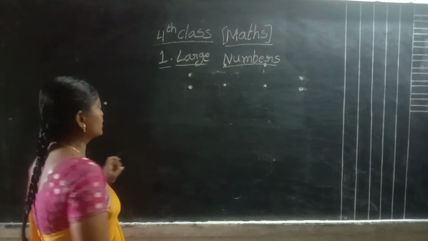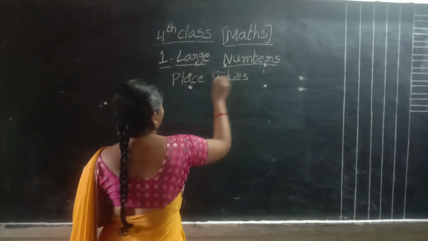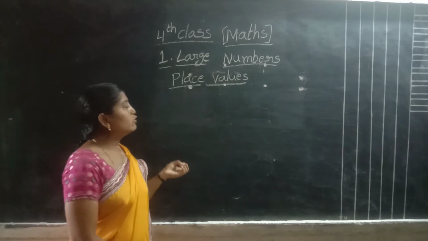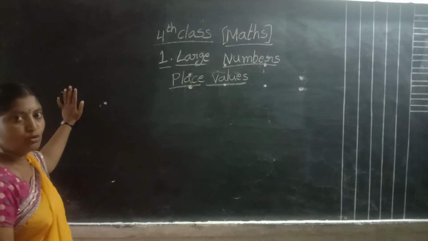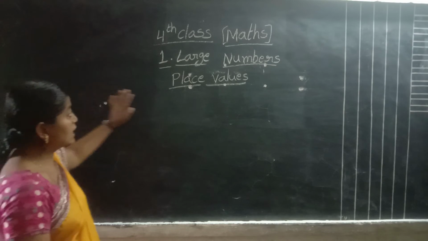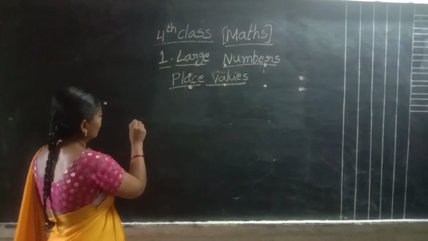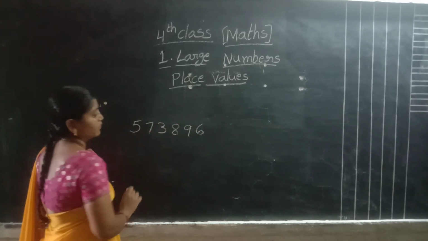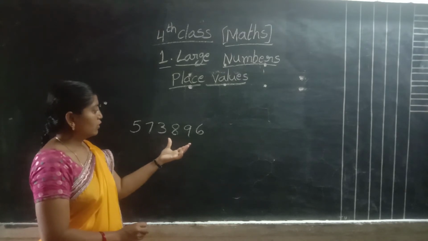Next, we will learn place values. What is the use of place values? Place values are used when you write any number. Friends, any number you have to write, you have to read it perfectly, according to these place values. For example, here is one number. Tell me what the number is, children.